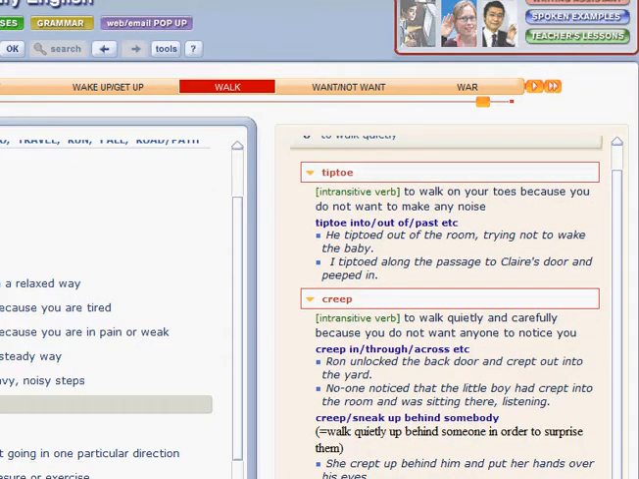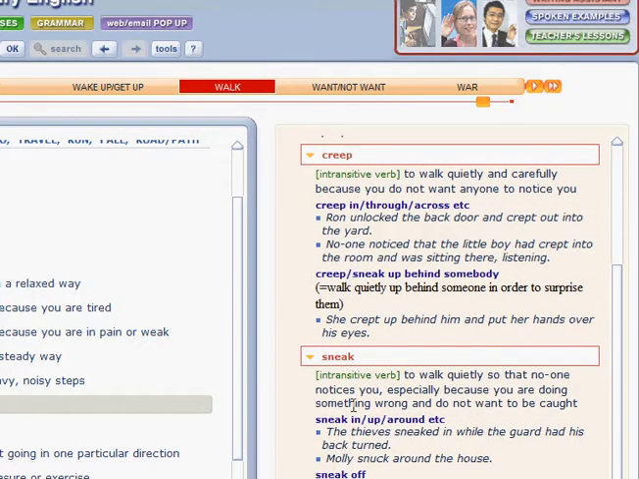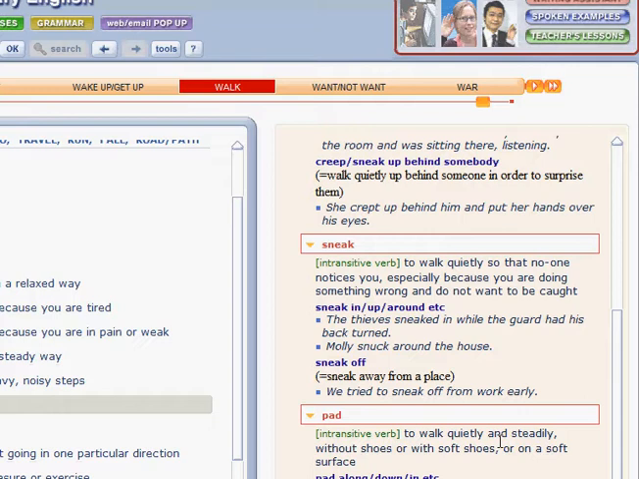Somebody suggested sneak, and we can have a look at that one too. Means to walk quietly so that no one notices you, especially because you're doing something wrong and do not want to be caught. So this is even more furtive than creep. The thieves sneaked in. The examples here give us a lot of useful information. And the last example we have for walking quietly is pad. So let's have a look at that as well. To walk quietly and steadily without shoes or with soft shoes or on a soft surface. Michelle got out of bed and padded across to the window. The cat came padding softly across the kitchen floor and jumped onto my lap.